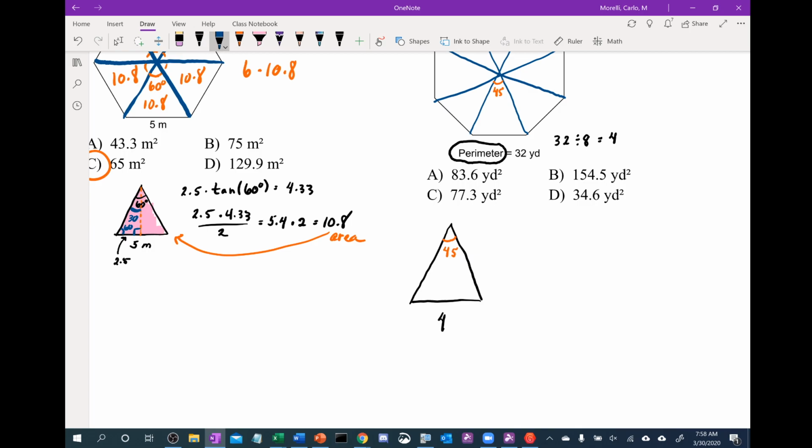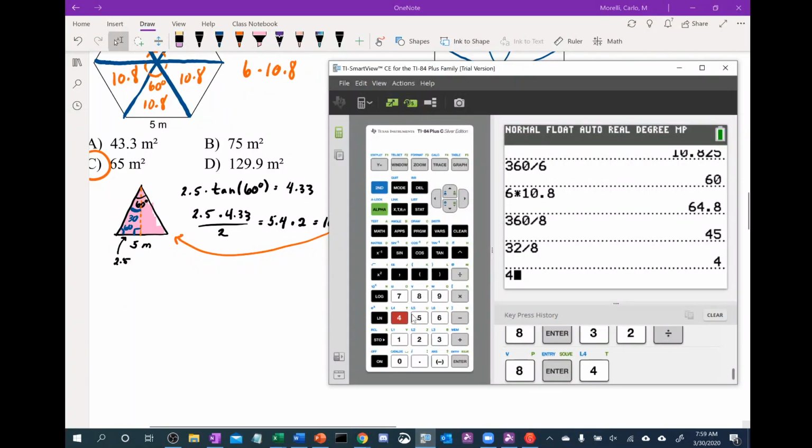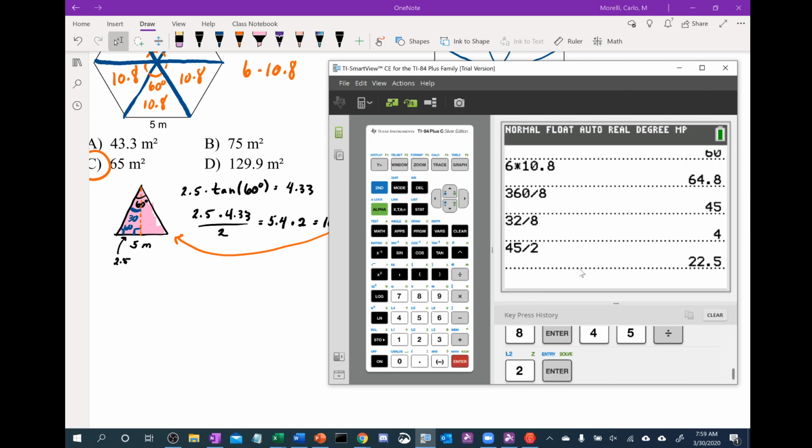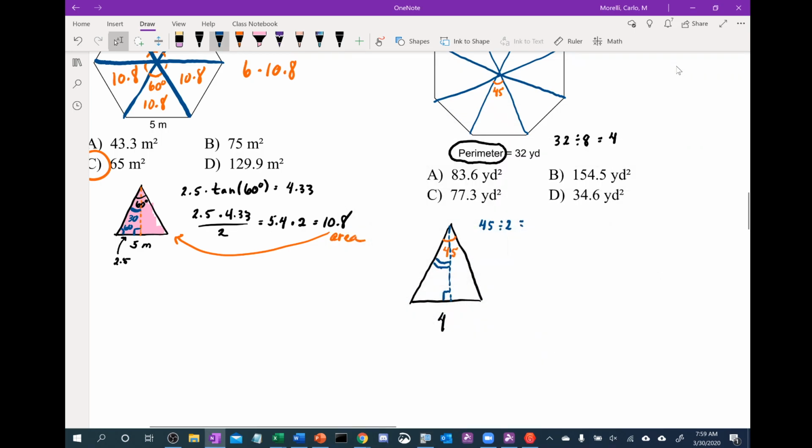Now we split the triangle in 2. Like this. And so this angle right here is going to be 45 divided by 2. Let's see what that's equal to. 22.5. Okay. So that means that this little angle right here is 22.5 degrees.